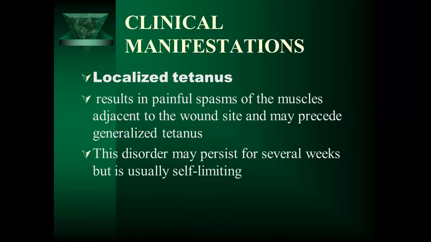Then the second presentation is localized tetanus. It results in painful spasm of the muscle adjacent to the wound site, like the hand or the feet, and is then followed by generalized tetanus. So it may start localized and later become generalized. If it is localized, it is self-limiting and will be resolved in a few weeks.